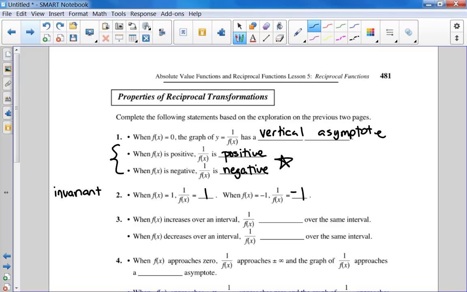And then this is for all understanding. Double star here. When the function increases over the interval, and the interval is whatever section you're looking at, then the reciprocal will do the opposite. The reciprocal will decrease. And if the function decreases, the reciprocal will increase.